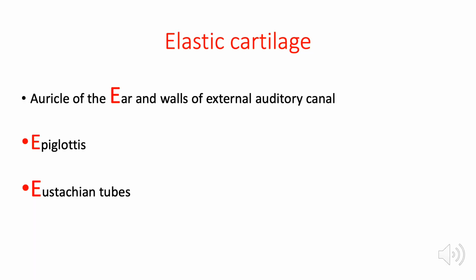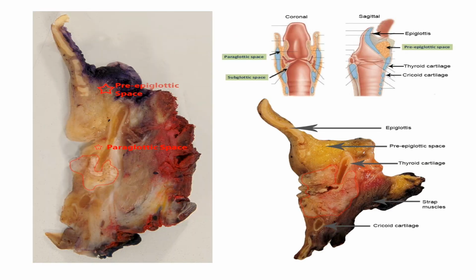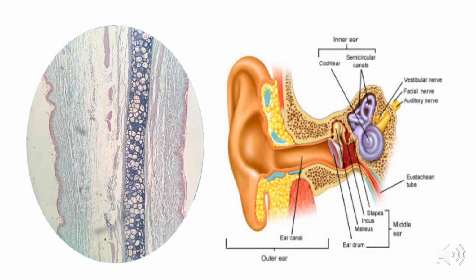Elastic cartilage can be found in the following: elastic cartilage, air, epiglottis, eustachian tube. I'm intentionally pronouncing the words that way in order for you to easily memorize where we can find elastic cartilage. Elastic cartilage can be found in the external ear or auricle.